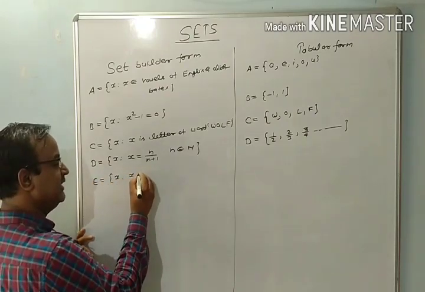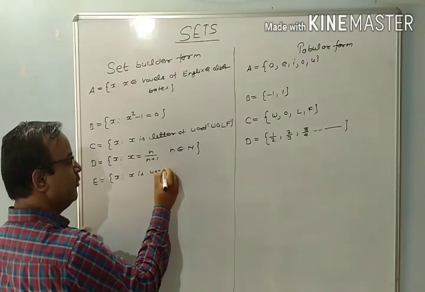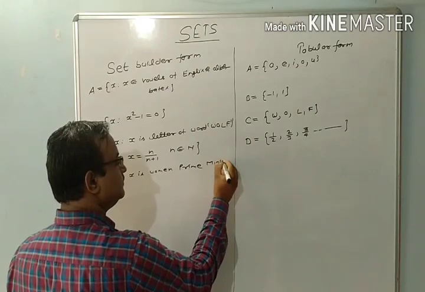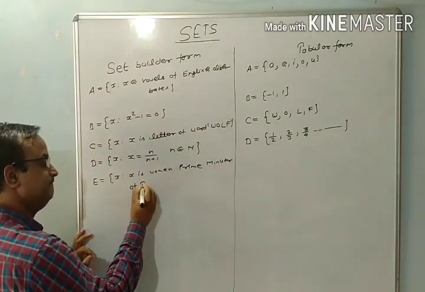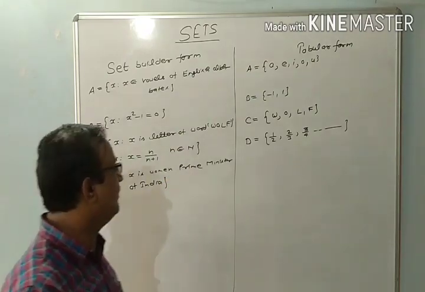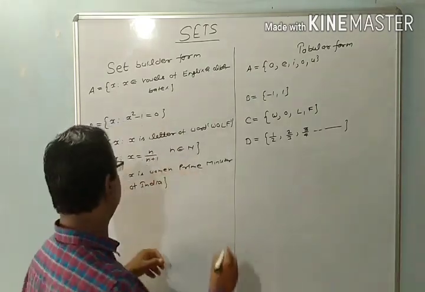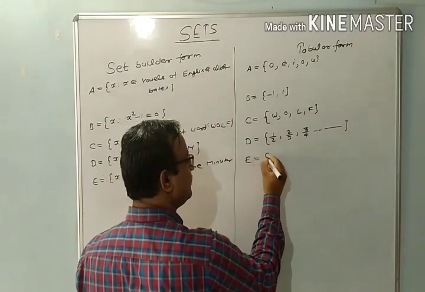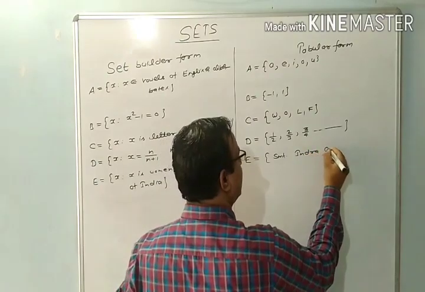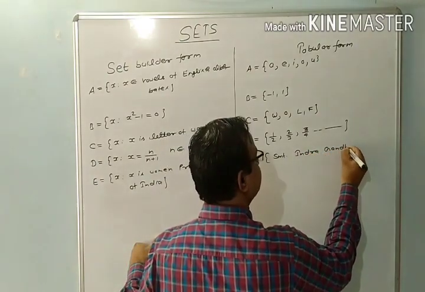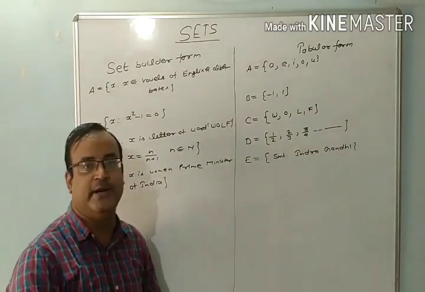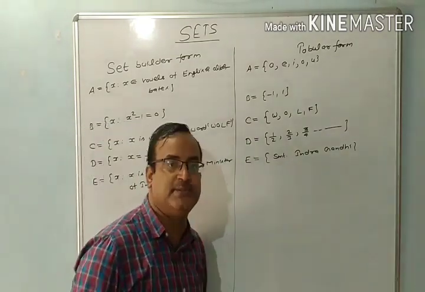X is the set such that x is a woman Prime Minister of India. Only one, you know, Srimati Indira Gandhi ji. So we will write here Srimati Indira Gandhi. There was only one woman Prime Minister of India, so it has only one element.